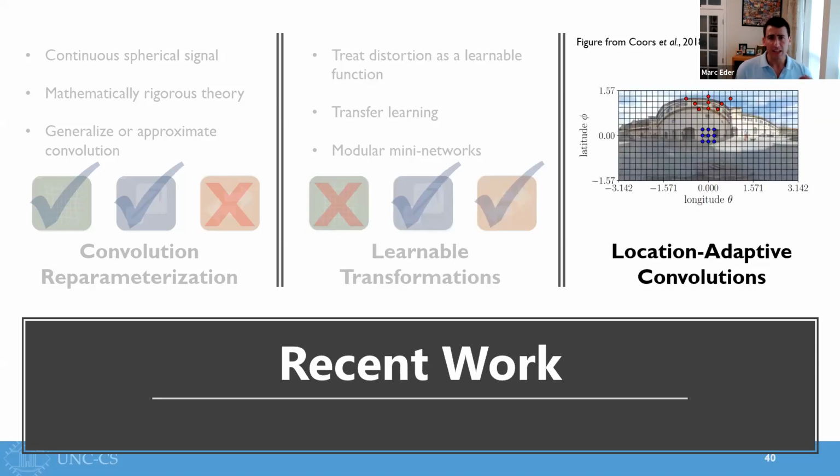Now, this final group are location adaptive. Sorry? One moment. Why is that? Is that if we're trying to learn the distortion function, it's not as well? Is there an explanation or?